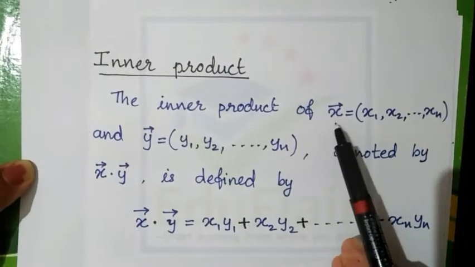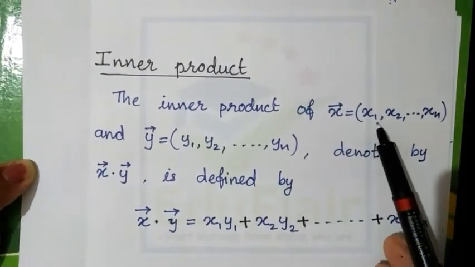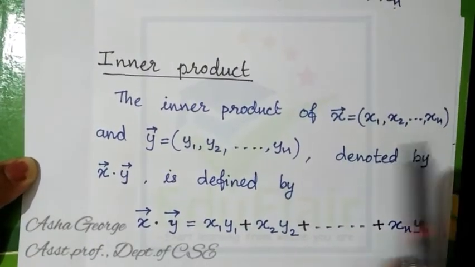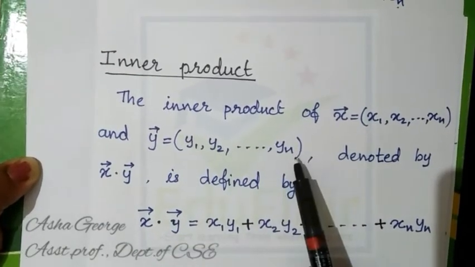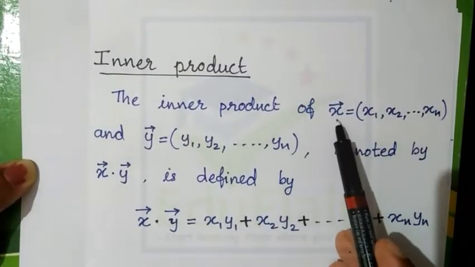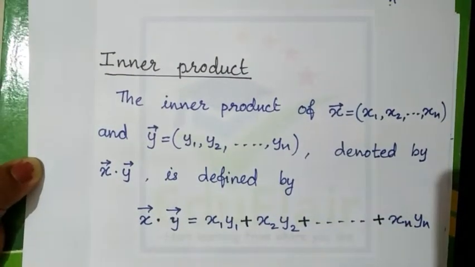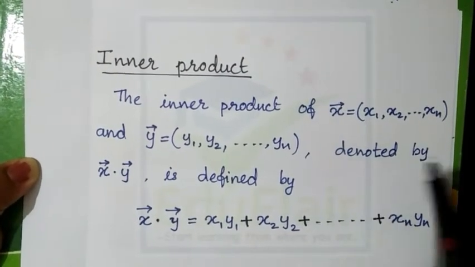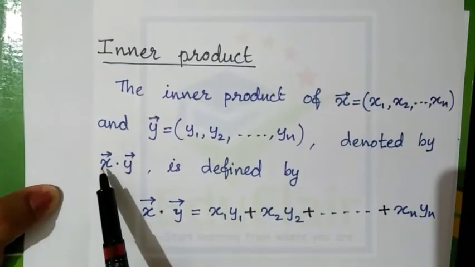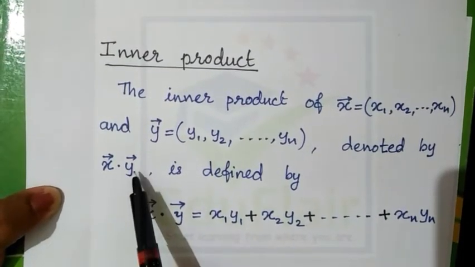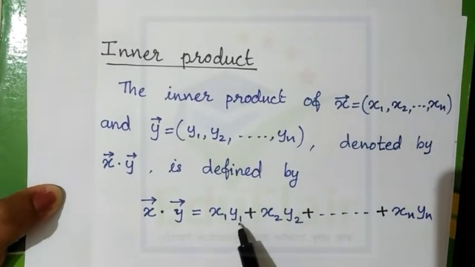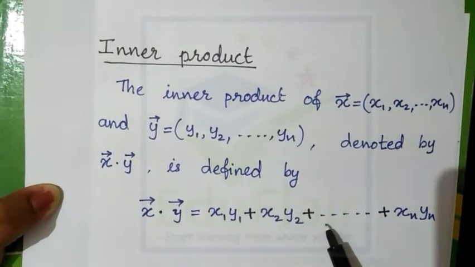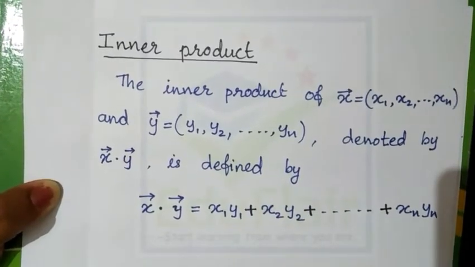Inner product of vector x is equal to x1, x2, etc. xn and vector y is equal to y1, y2, etc. yn. That is, there are two vectors, vector x and vector y. Now inner product is denoted by vector x dot vector y, and it is defined as x1 y1 plus x2 y2 plus etc. plus xn yn.